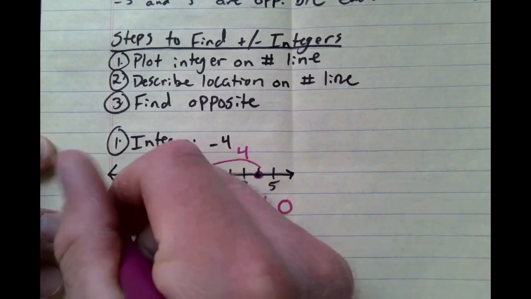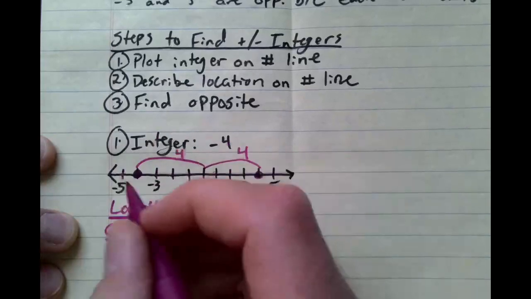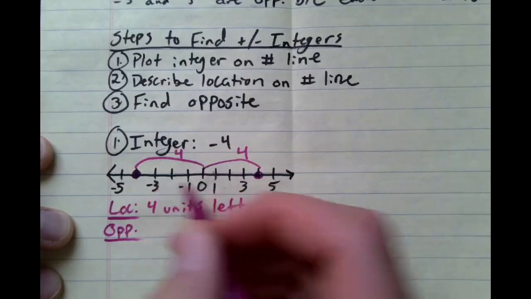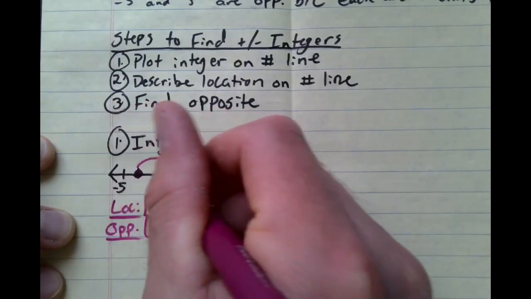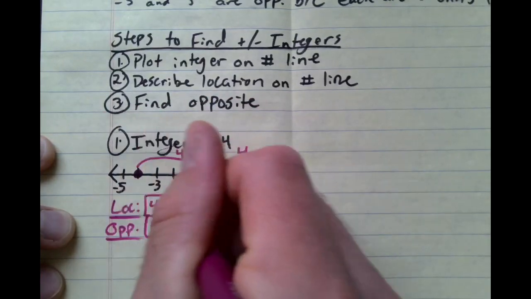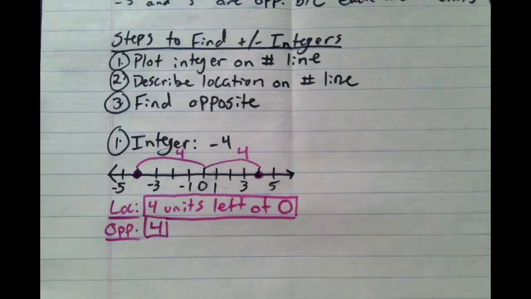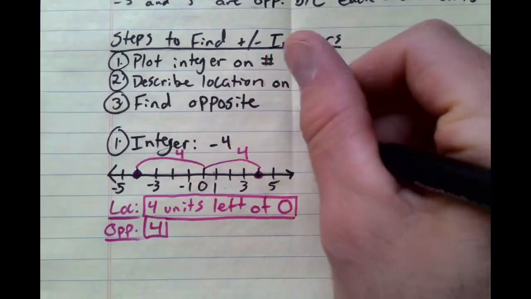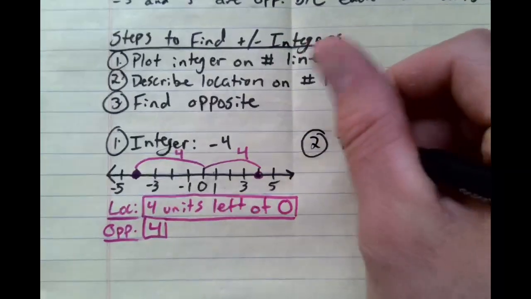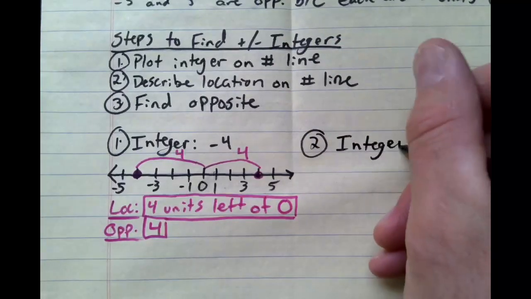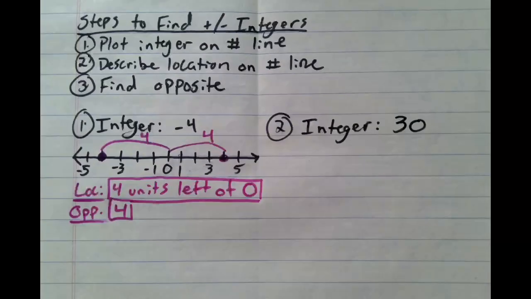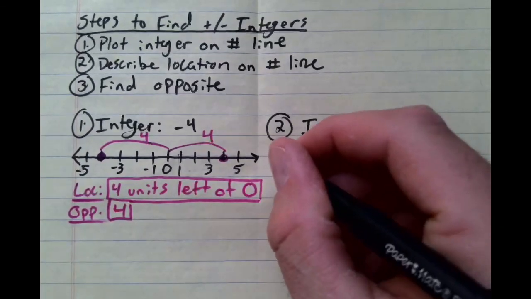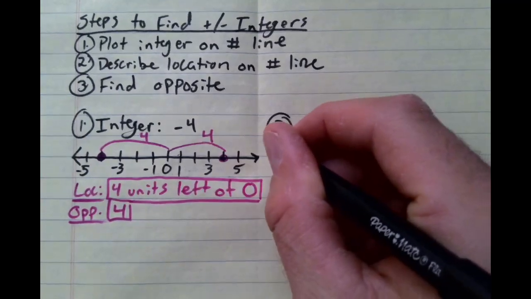Okay, and then the opposite, well, the opposite of -4 is +4. 4 units to the left of 0, and the opposite is 4. That's it. Let's try another one. Number 2, the integer is 30. Okay, so integer is 30. Step 1 is just plot on that number line. So go ahead and draw your number line.